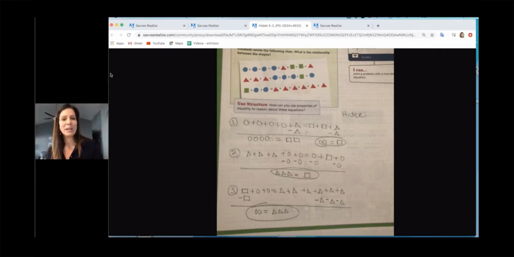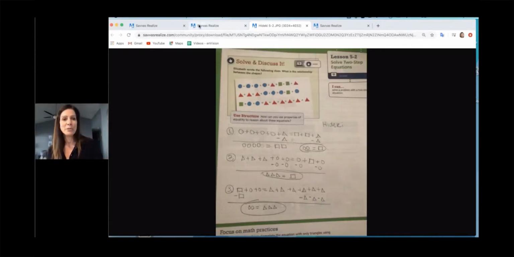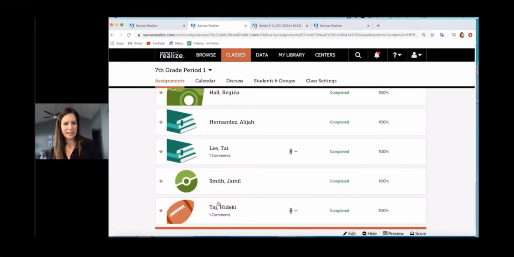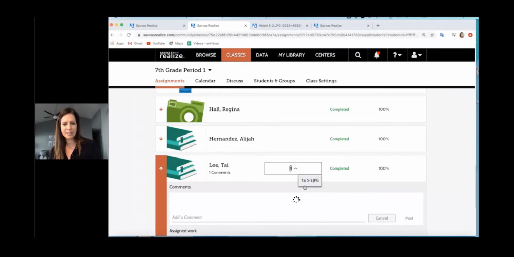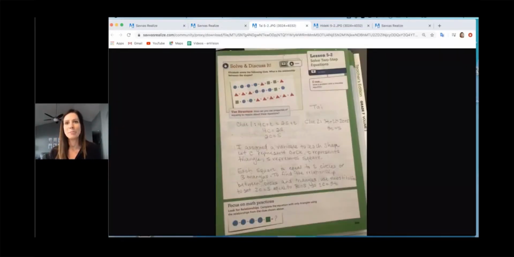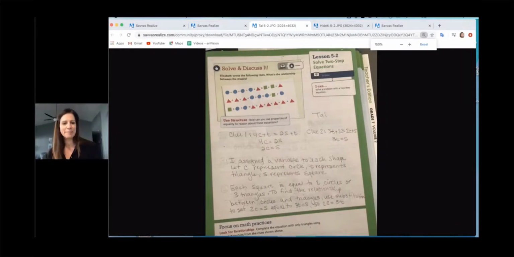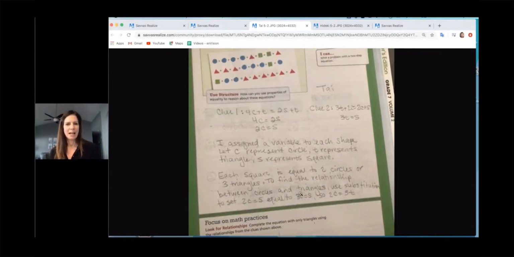And let's go ahead and take a look at another student's work. And this time I want to bring up Ty's work. So here we go. Let's take a look. Ty did another attachment. Remember, you have lots of different options when you're turning in work, which is kind of nice. Lots of you like to change it up from day to day. Okay, so here is Ty's work.